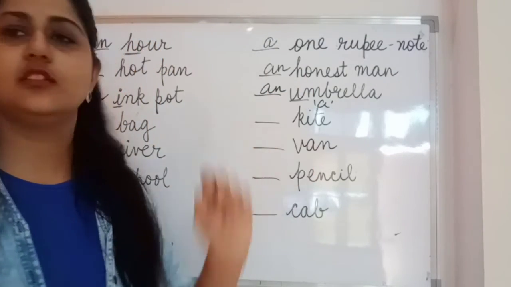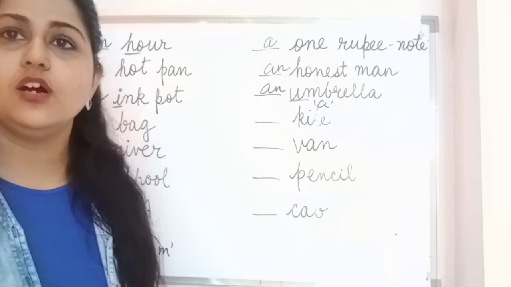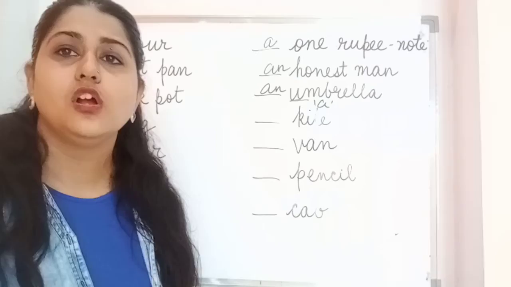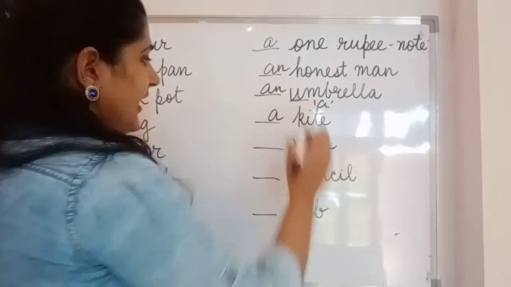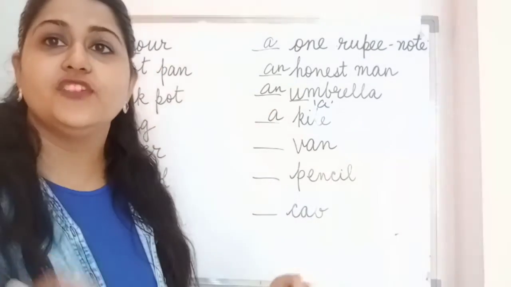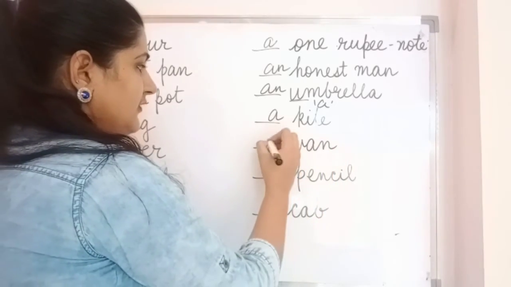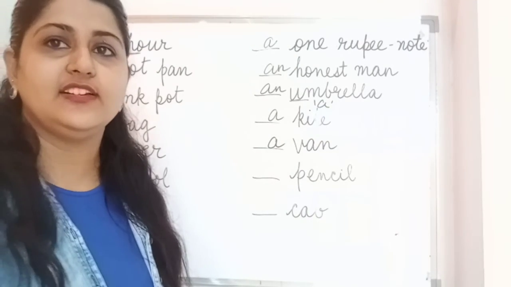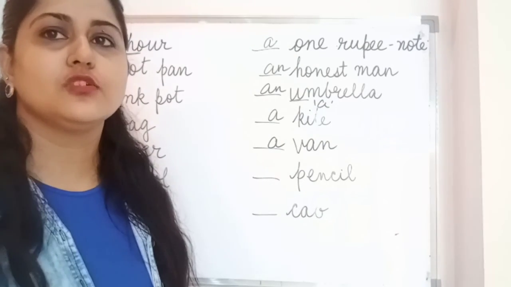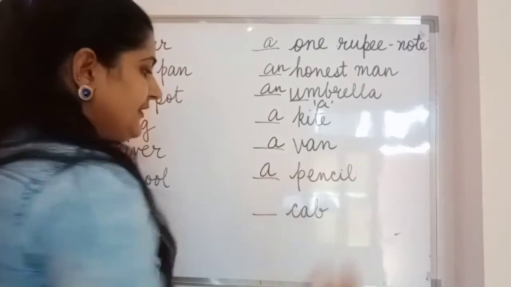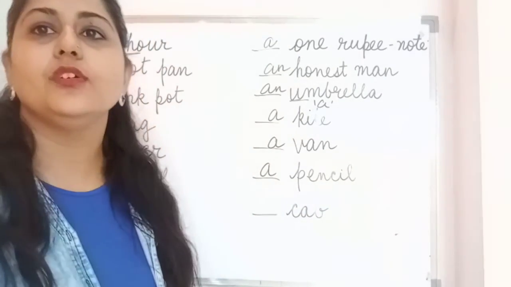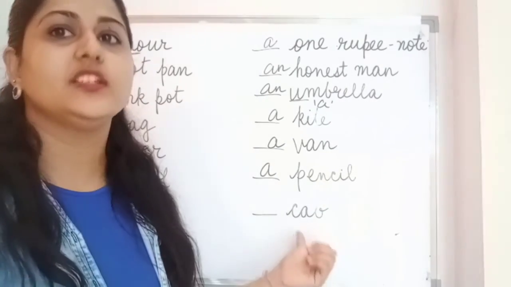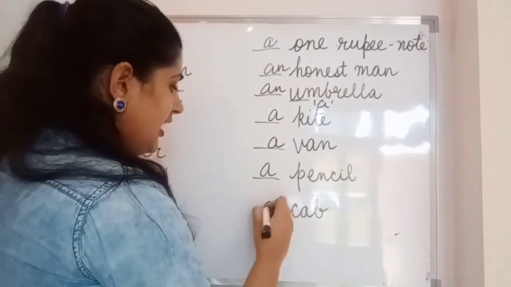Then comes kite. Here the first letter is a consonant, and the sound is also consonant, so we will put a kite. Then comes van. The sound here is v, so it will be a van. Then pencil. The first letter is a consonant and the sound is also a consonant, so a pencil. Then comes cap. The first letter is a consonant, along with that the sound is also consonant. So we will use a cap.